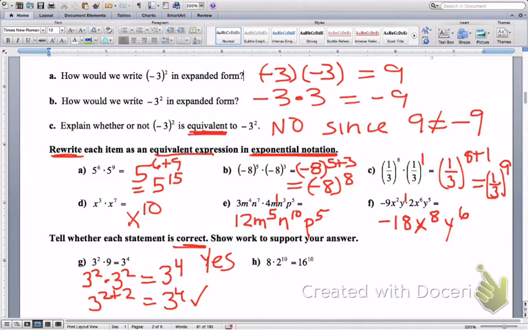Is 8 times 2 to the power of 10 equal to 16 to the power of 10? So let's go ahead and rewrite all of these as powers of base 2. So the 8 would be 2 multiplied 3 times. So it's 2 to the 3rd.